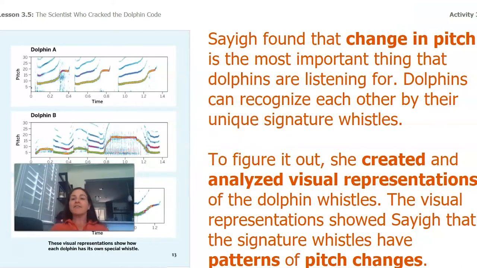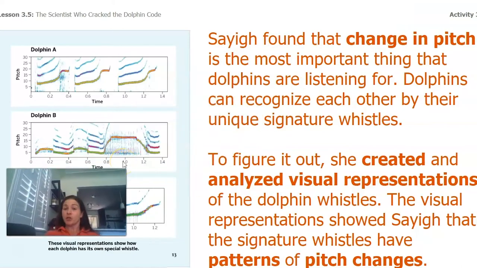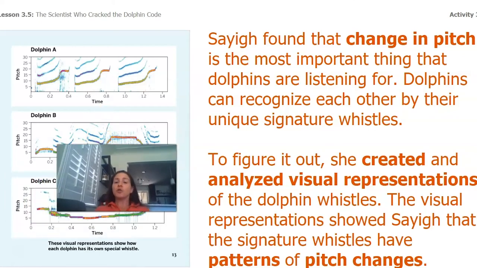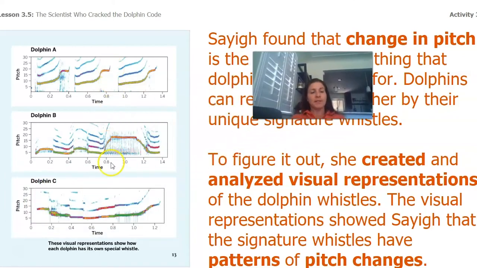So Sayegh found that change in pitch is the most important thing that dolphins are listening for. They're listening for how high or low the sound is. And dolphins can even recognize each other by their unique signature whistle. Each dolphin has their own signature whistle, and they can listen for changes in pitch and actually recognize each other. And to figure that out, she created and analyzed visual representations like these of the dolphin whistles.